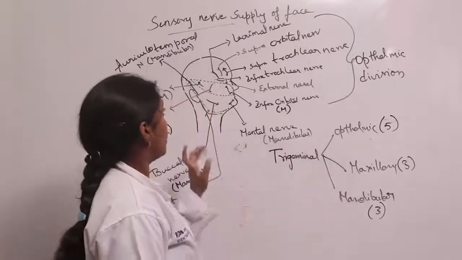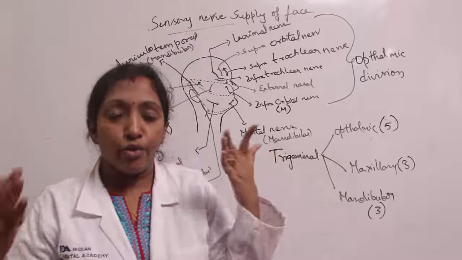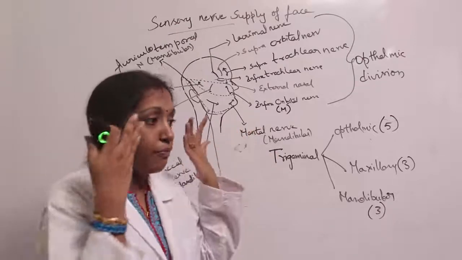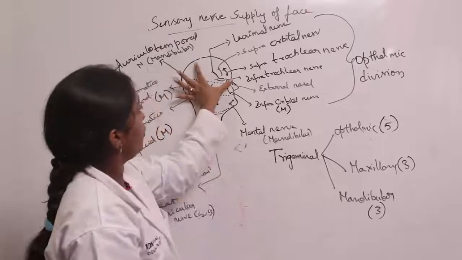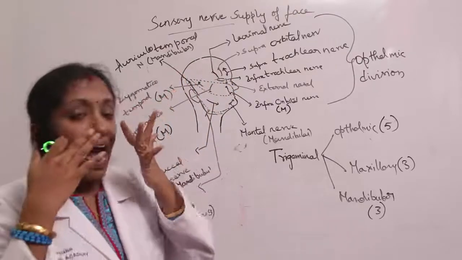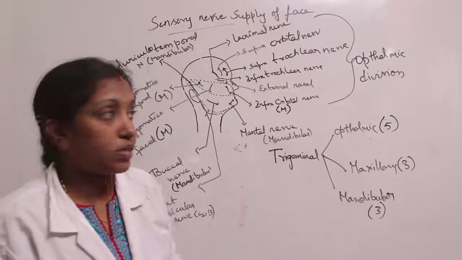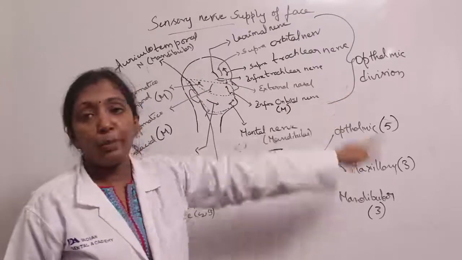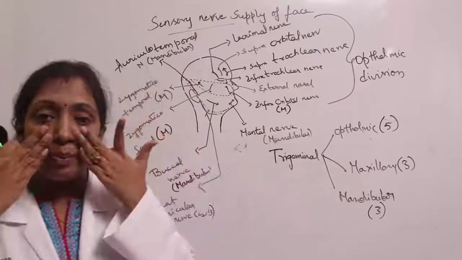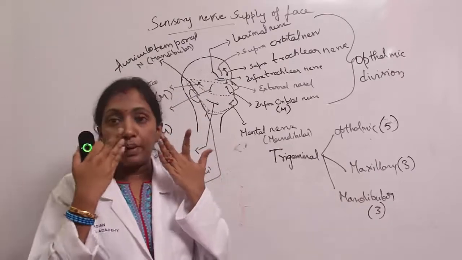And one more thing is that the face is derived from 3 processes: the frontonasal process, maxillary process and mandibular process. The part of the face which is derived from the frontonasal process, that means the eyes, the forehead and the nose, is supplied by the ophthalmic division of the trigeminal nerve. The part of the face which is derived from the maxillary process, because we know that the maxillary process forms the upper cheeks and the upper lip, right.